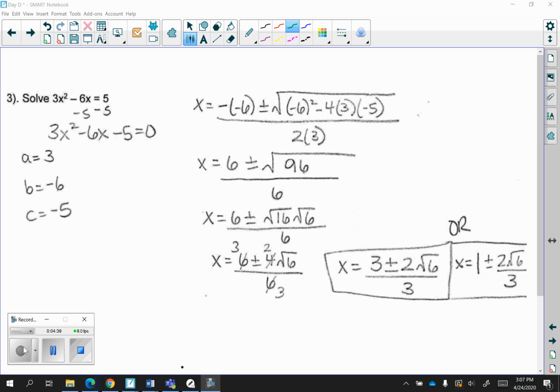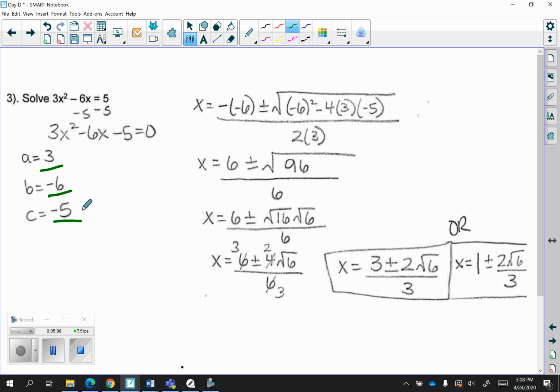Let's look at the solution for number 3. Solve 3x squared minus 6x is equal to 5. Again, it's not equal to 0 on the right-hand side, so I have to subtract 5. 3x squared minus 6x minus 5 is equal to 0. I'm then able to identify my a, b, and c values. a is 3, b is negative 6, and c is negative 5. I substitute those three values into my quadratic formula.